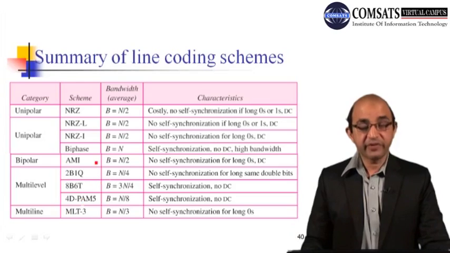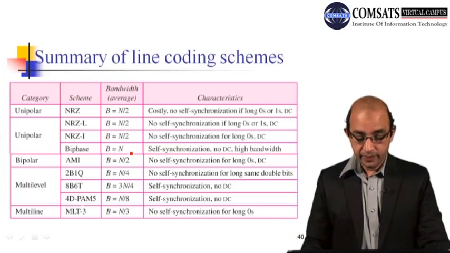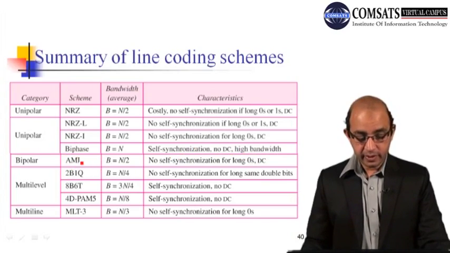And then biphase, where the bandwidth is equal to n. So there is improvement: self-synchronization, no DC component, but high bandwidth. You can see we have accommodated a lot of problems by using biphase. If we talk about bipolar, AMI, bandwidth is again n/2, no self-synchronization for long zeros, and again we have the problem with the DC component. 2B1Q, bandwidth is reduced, right?